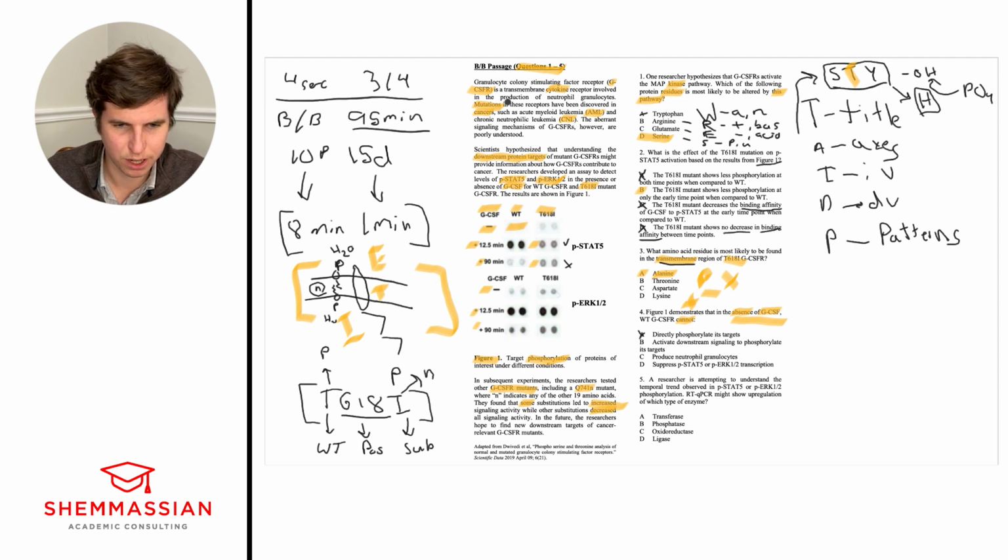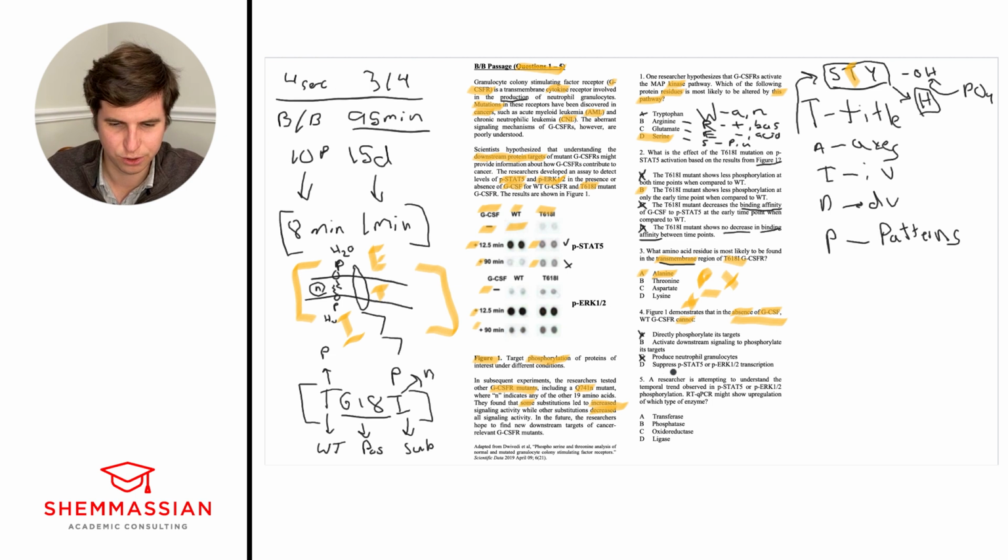We talked about production of neutrophil granulocytes at the beginning here, but again, that's not part of our figure 1. We're talking about downstream phosphorylation in figure 1. We don't really know exactly how that relates to production of neutrophil granulocytes. We kind of assume that it's correlated, but they didn't outline that for us in the passage. So we're going to take that one out as being outside of the scope. We don't know that from figure 1. We'd have to get some additional information.